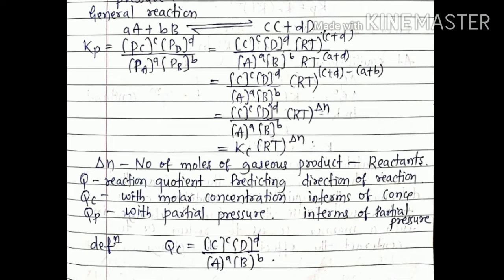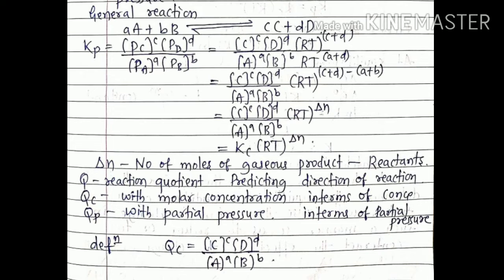So [C]^c [D]^d divided by [A]^a [B]^b times RT raised to delta n is equal to Kc (RT) raised to delta n. Delta n is the number of moles of gaseous products minus reactants.